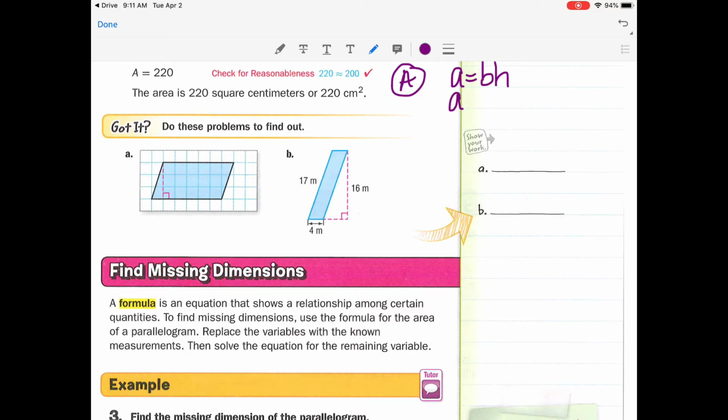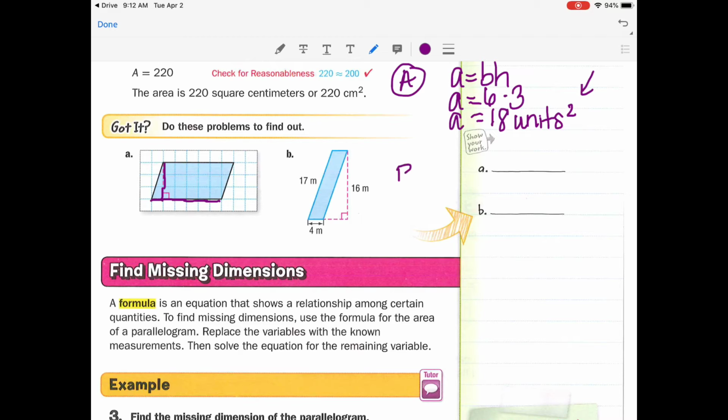So A, we don't know the area yet, but we're going to replace our B with our base, which is our bottom. So 1, 2, 3, 4, 5, 6, which we know is 6 times our height, and we see that we're looking for the perpendicular line from our base. 1, 2, 3, so I do 3. So my A is going to be 6 times 3, which is 18. Do we know what unit of measure? Nope. So we're going to say units squared. You have to have that square in order for it to be correct. Otherwise, it'll be wrong. Okay?